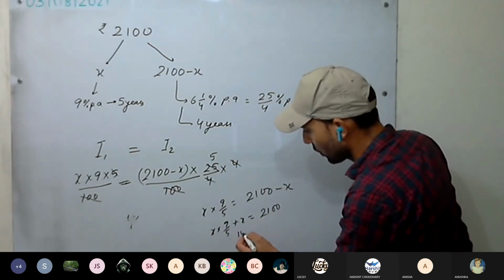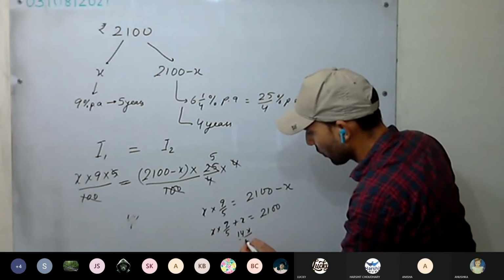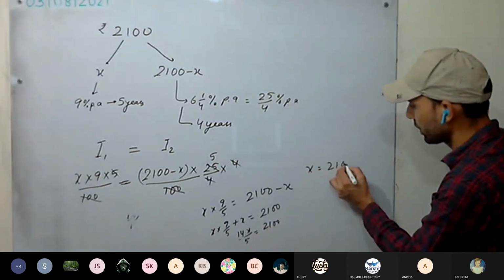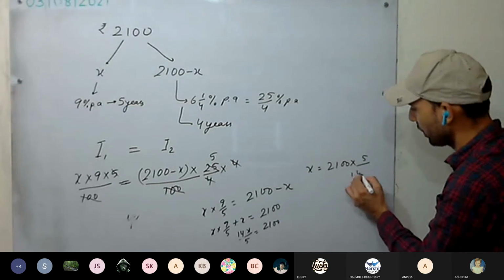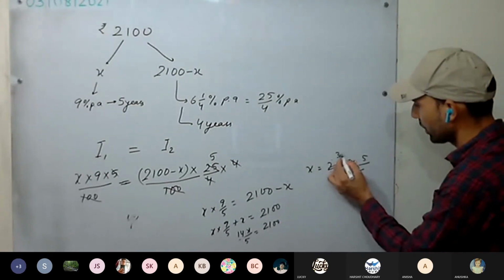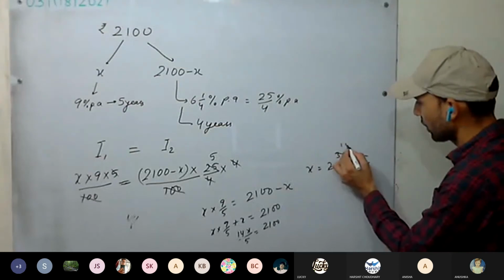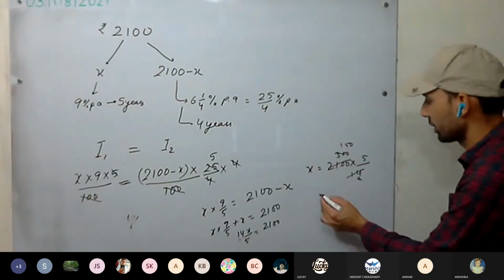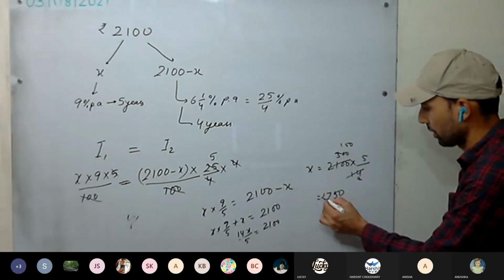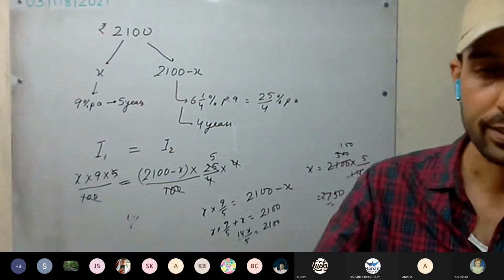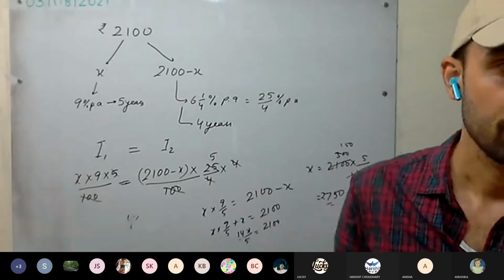It will be 14x upon 5 equal to 2100. X equal to 2100 into 5 upon 14. It is getting cancelled by 7, 300 to 150, and 15 to 5. How much are you getting? 750 rupees. Are you getting 750 rupees?